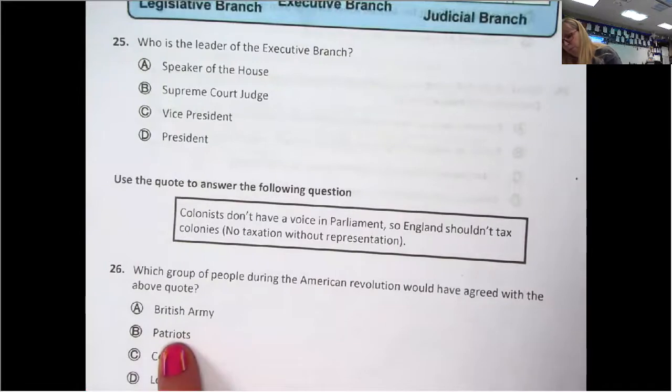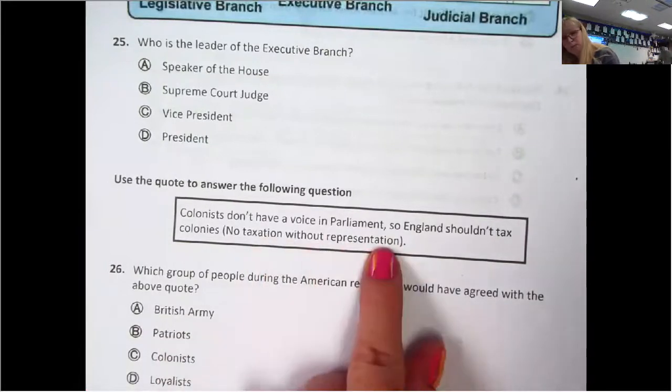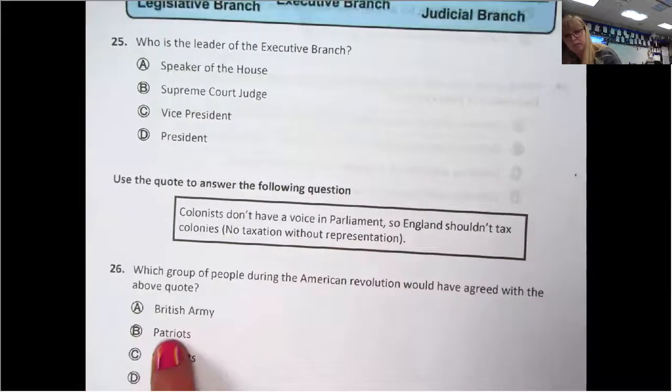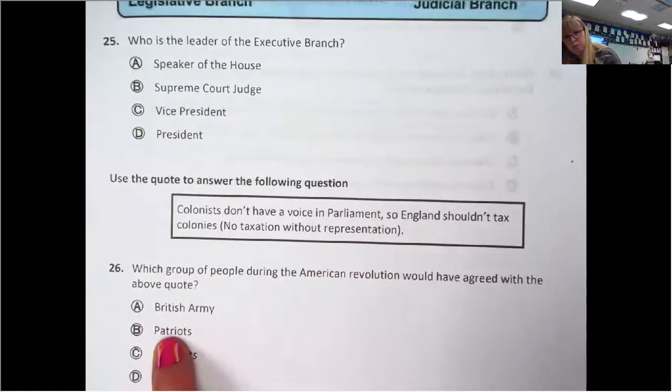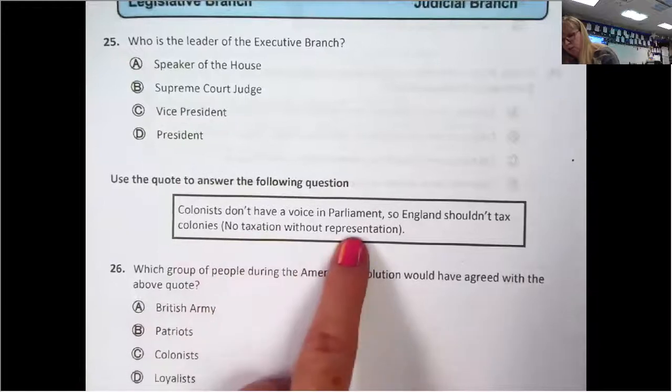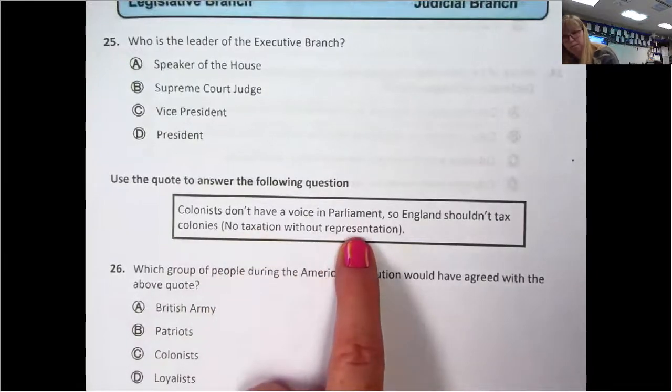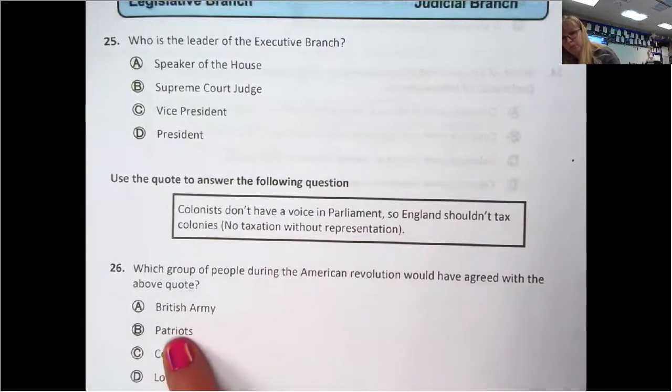Which group of people during the American Revolution would have agreed with the above quote? No taxation without representation? That's the Patriots. The Patriots would be the ones saying no taxation without representation. Okay, so it's B, Patriots.